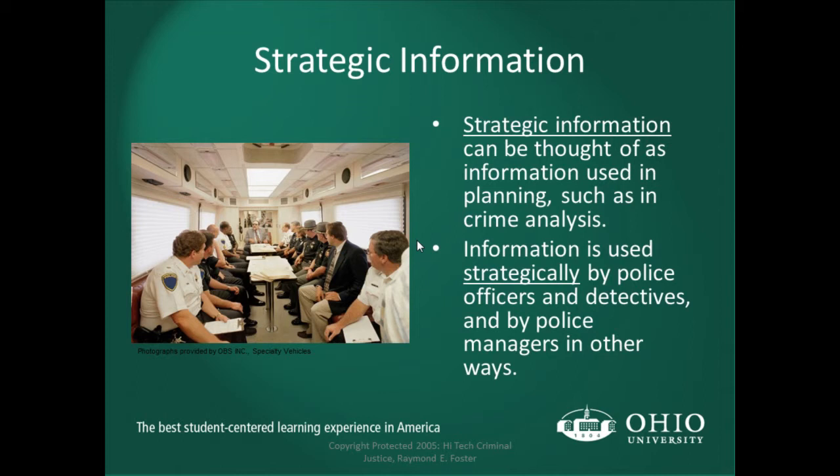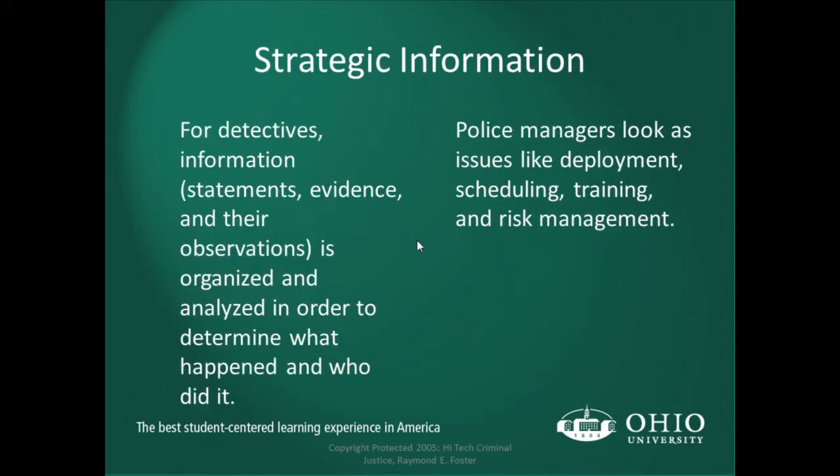Strategic information can be thought of as information used for planning, such as crime analysis. Information is used strategically by police officers, detectives, and police managers in different ways. This next slide will talk about how detectives and police officers use statements, evidence, and their observations, organized in a way to help them determine what happened and who did it. Police managers use strategic information in ways to help determine manpower loading. Do we have enough coverage here?